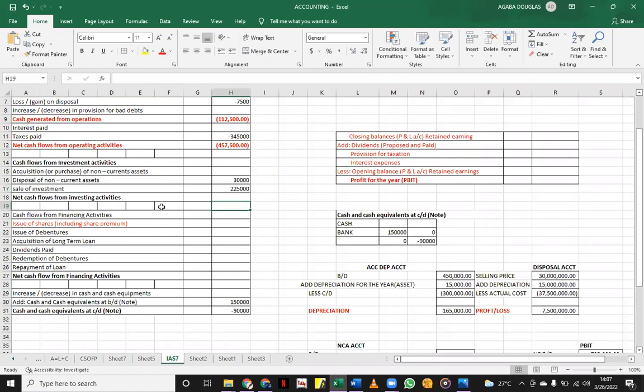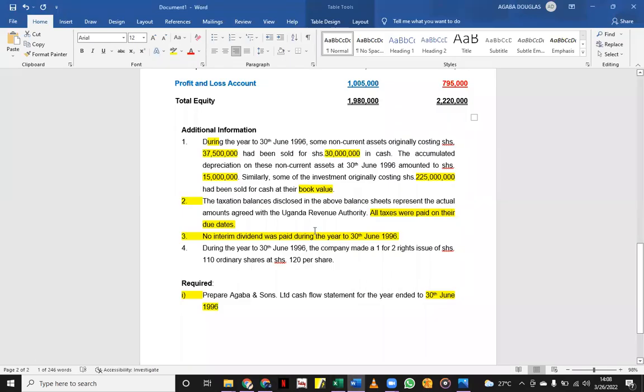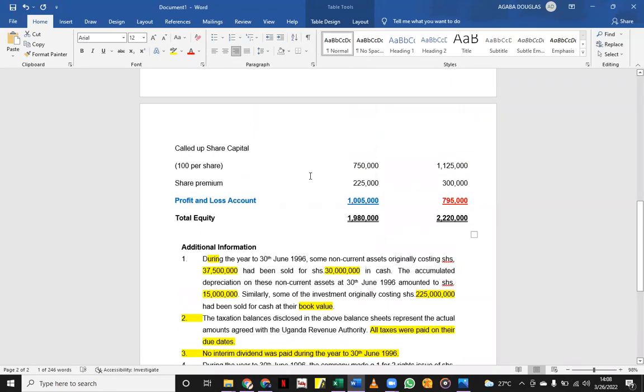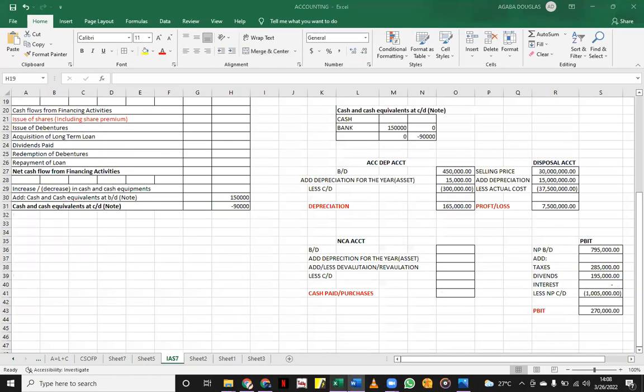Okay, then we had acquisition of a non-current asset. So how do we get to know that you have acquired? How do you arrive at that? When we come back to our question here, we are seeing that our non-current assets are increasing by almost 200,000. But is it the case? Let us dig into our non-current assets account to see how much.